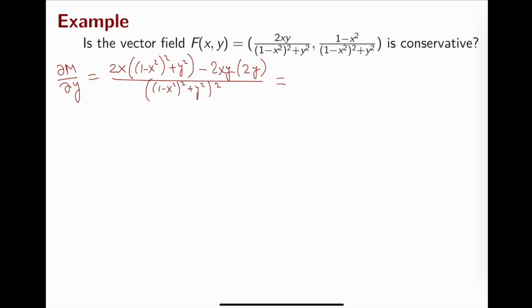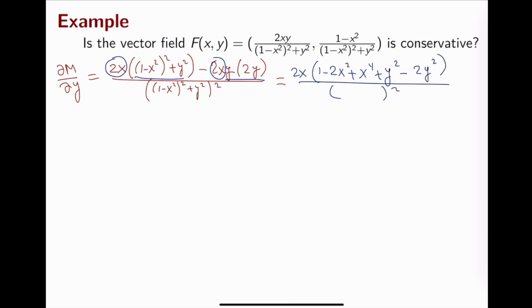Observe that in the numerator we have 2x and 2x in common. I'm going to take 2x as a common factor, and everything else remains on both sides. So in this case would be this that I'm also going to expand. The square of this is going to be 1 minus 2x squared plus x to the fourth power plus y squared. So that's this. And now minus this, that is minus 2y squared. And everything divided by this denominator.